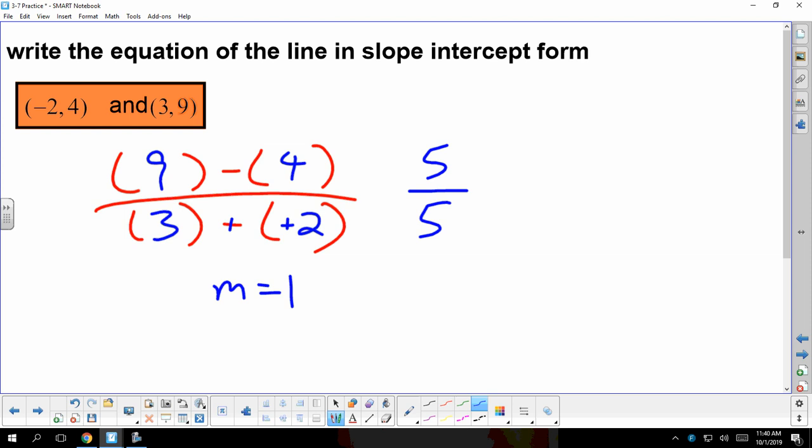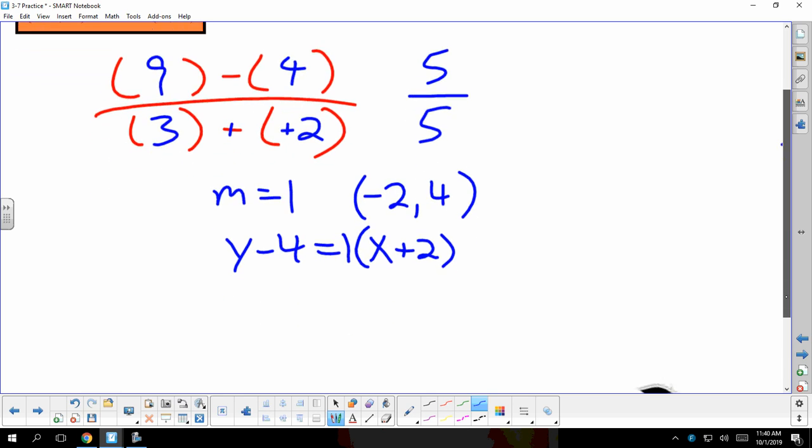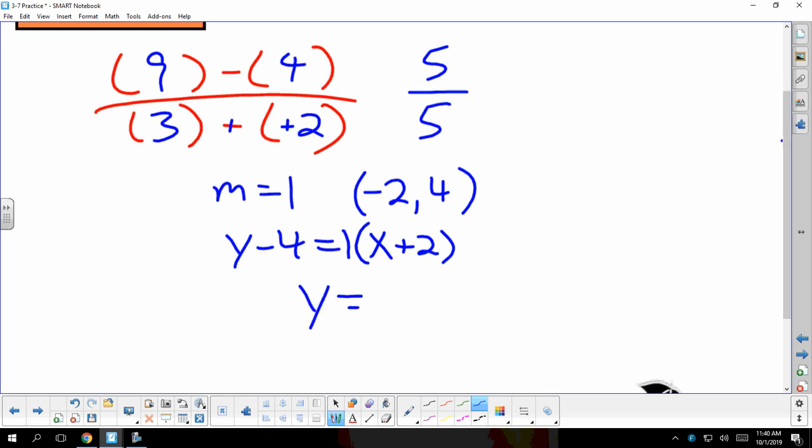And then I'll pick out one of these points, and I'll use negative 2 or 4. So y minus 4 equals 1 times x plus 2. So that 1 doesn't change anything, so I'm just going to add the 4 over. y equals x plus 6.